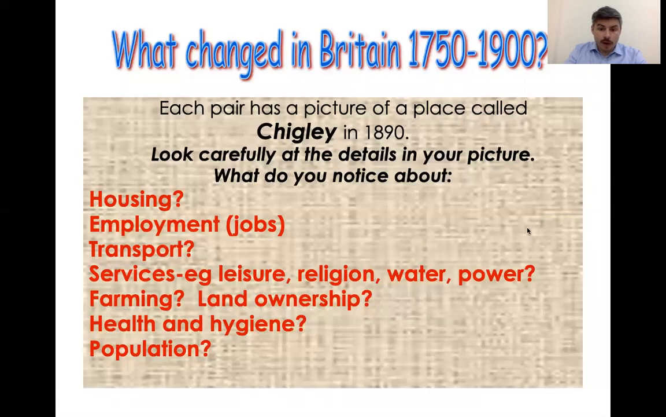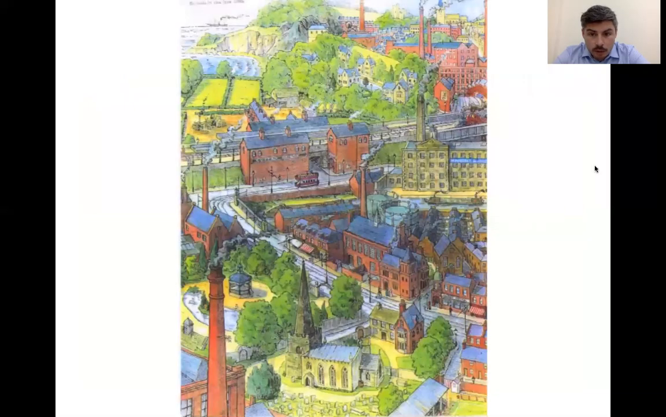And moving forward, finally, 1890. Same idea. I'm going to show you the image. I will pause the video and then I want you to write down what you see. So, same housing, employment, transport, health, hygiene, population. So here we go, 1890. Pause the video, write what you see.